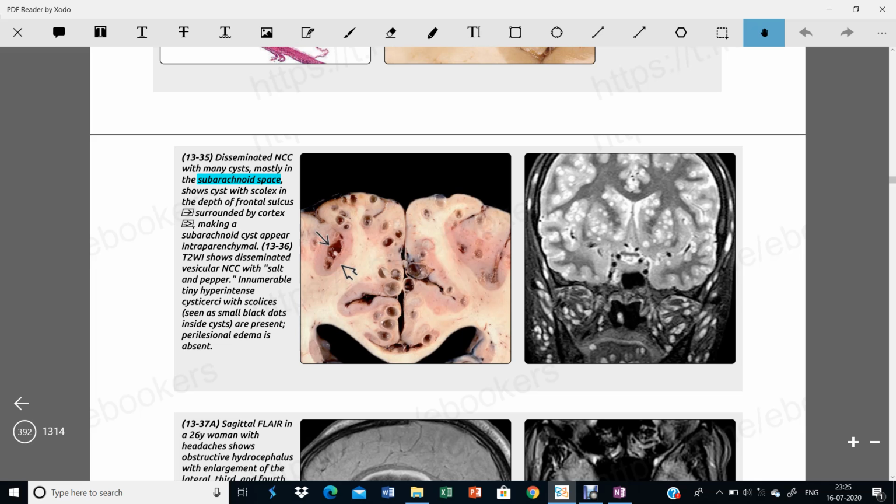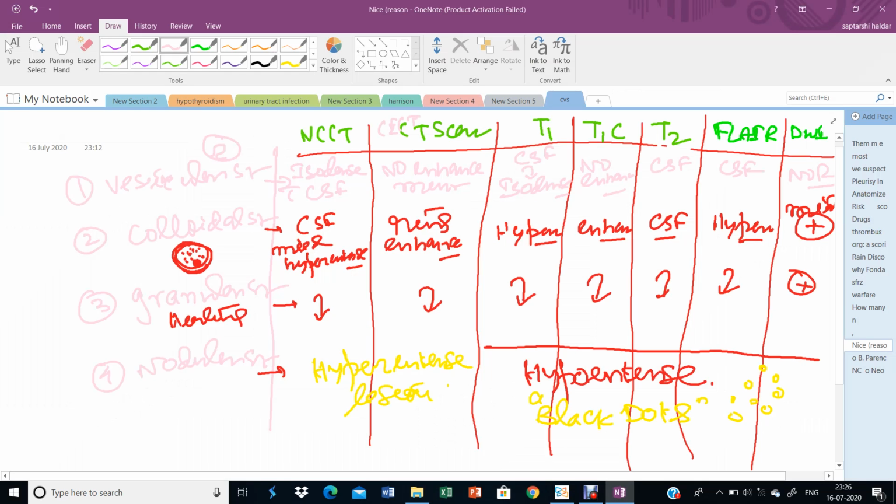In this picture, we will see first it is the T2. In T2, we will see the hyperintensity, that means CSF is white. So what are the stages in this picture? In T2, the hyperintensity decreases in the granular stage and nodular stage. It is the same as CSF in the colloidal stage and the vesicular stage.